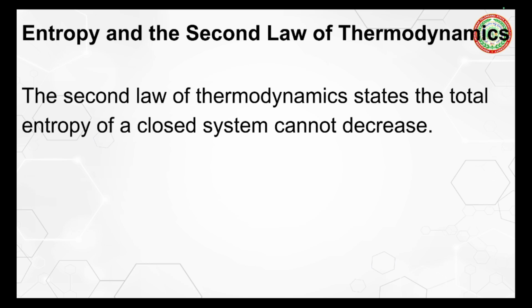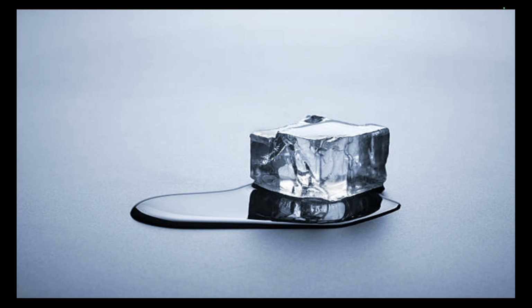Entropy and the second law of thermodynamics. The second law of thermodynamics states that the total entropy of a system either increases or remains constant in any spontaneous process, but it never decreases. Entropy of one system can be decreased by raising the entropy of another system. For example, freezing liquid water into ice decreases the entropy of the water, but the entropy of the surroundings increases as the phase change releases energy as heat.